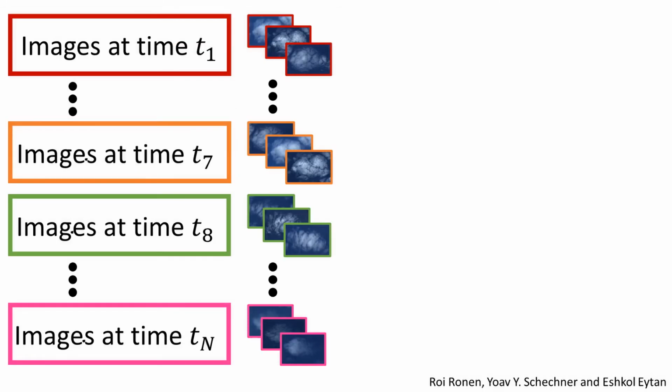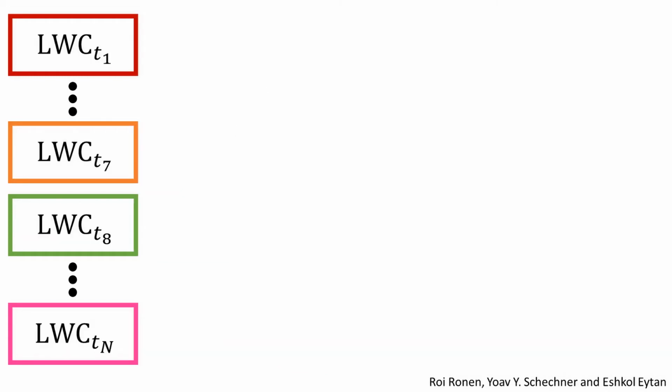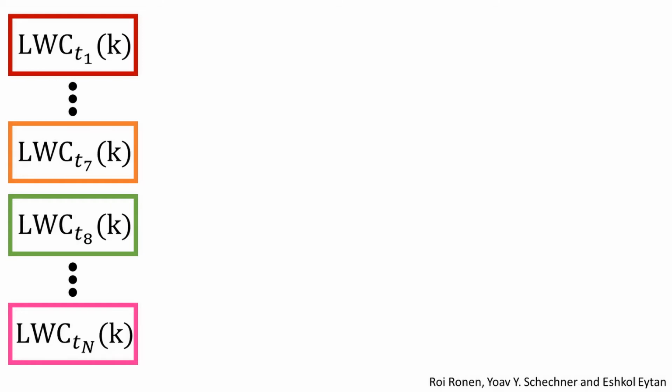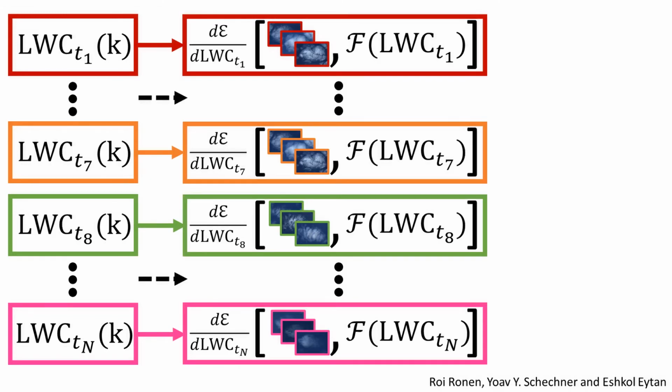Consider cloud images that were taken at n time steps. We use an iterative procedure for recovering the cloud at these n time steps. Consider the 3D cloud recoveries at the kth optimization iteration for these times. We calculate the cost function gradient separately per time instance.